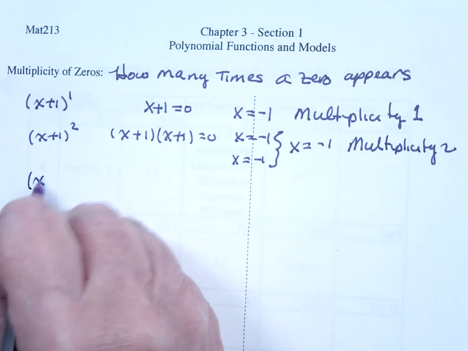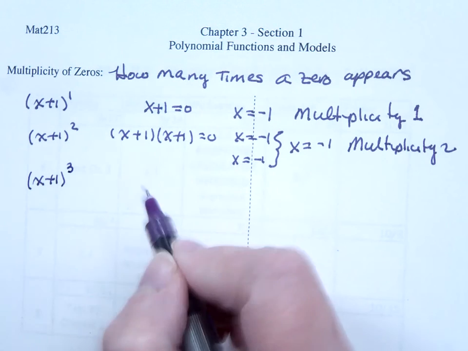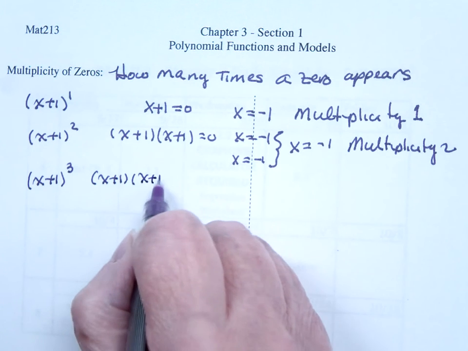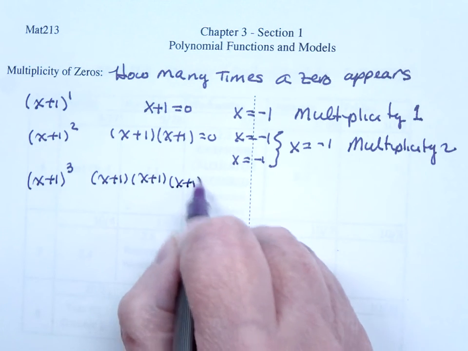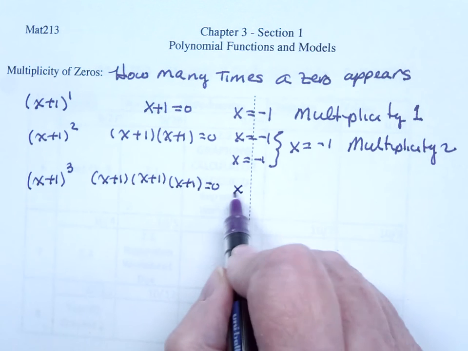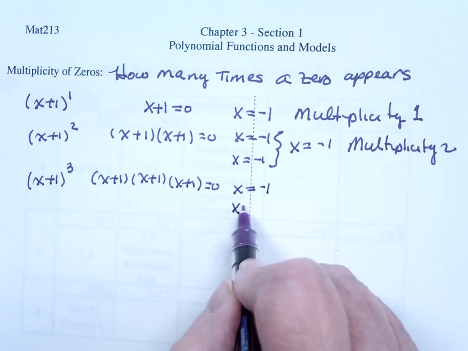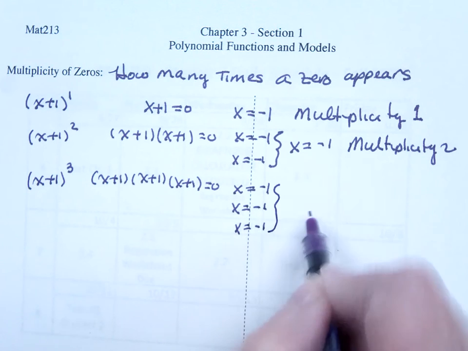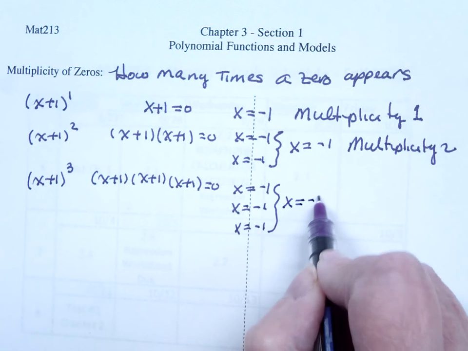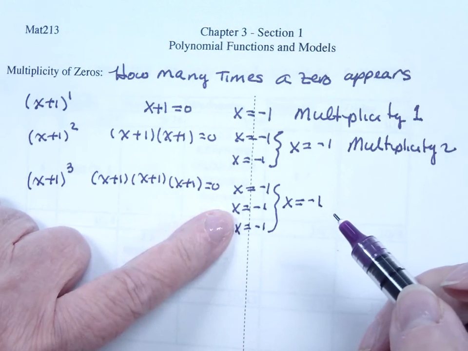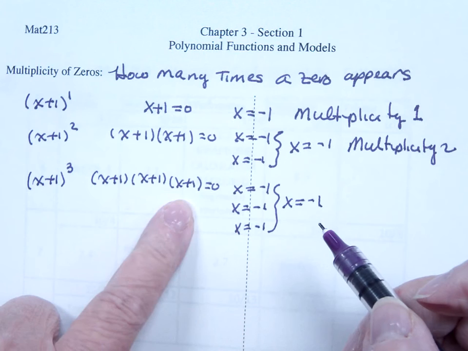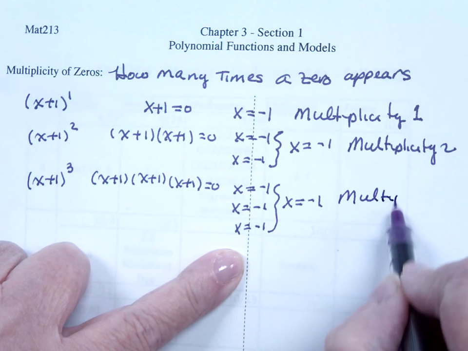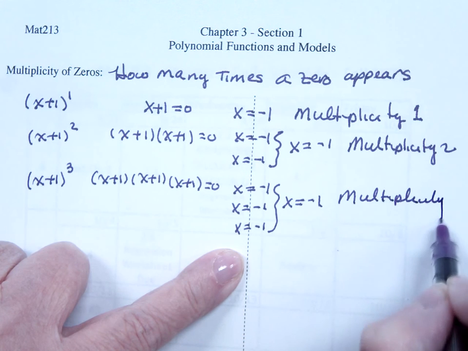And if I had x plus 1 cubed, this is x plus 1 times x plus 1 times x plus 1 equals 0. So x equal negative 1, three times. Again, you notice we'd only write it once, but because it appears 3 times, there are 3 factors, it's multiplicity 3.